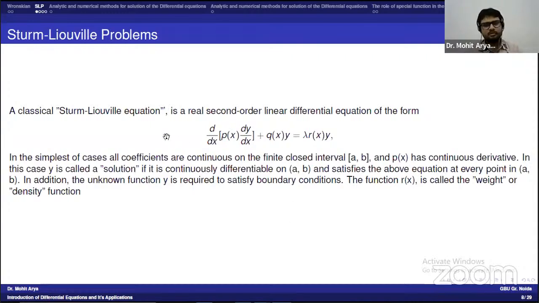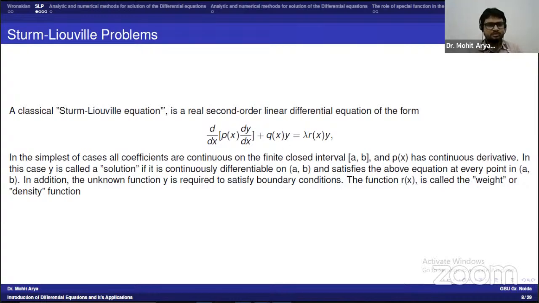Next we will talk about the Sturm-Liouville problems. A classical Sturm-Liouville equation is a real second order linear differential equation, which is of the form d/dx of (p(x) dy/dx) plus q(x)y equals lambda r(x)y. This is the form of the Sturm-Liouville equation.